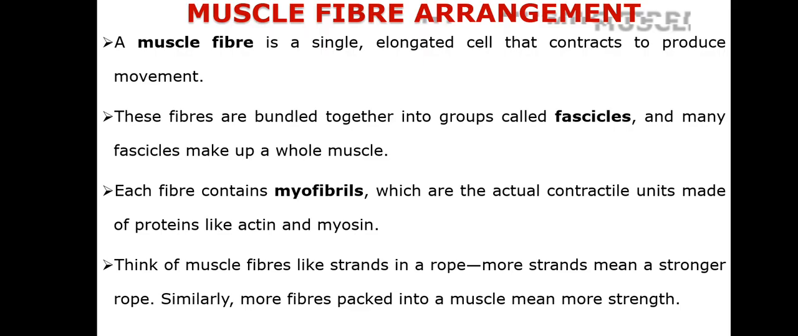Okay, a muscle fiber is basically a muscle cell. So we're saying that a muscle fiber is a single elongated cell that contracts to produce movement. That unit in the muscular system, that individual muscle cell that contracts to be able to produce movement, is what we are calling a muscle fiber. So a muscle fiber is basically a muscle cell.